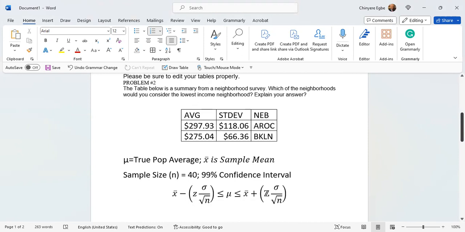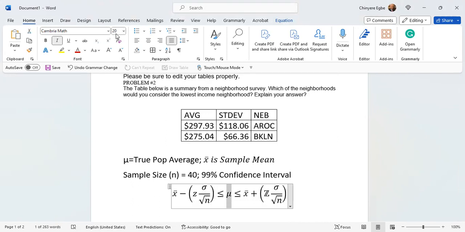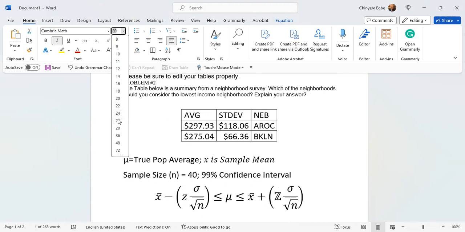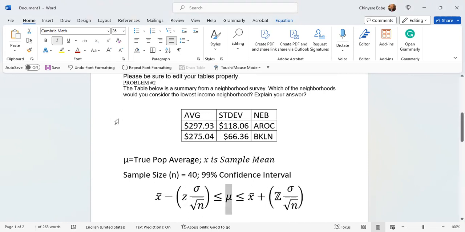Now, a confidence interval simply says, I don't know what the true average is. The true average, as you can see here, is in the middle, okay? The true average is right there in the middle, okay? And so we don't know what the true average is, but the true average will be between a lower value and an upper value. The values that you calculate are based on the normal distribution, okay?